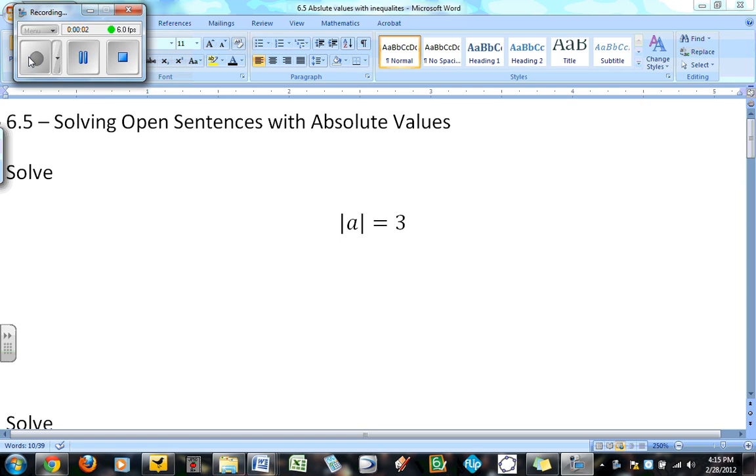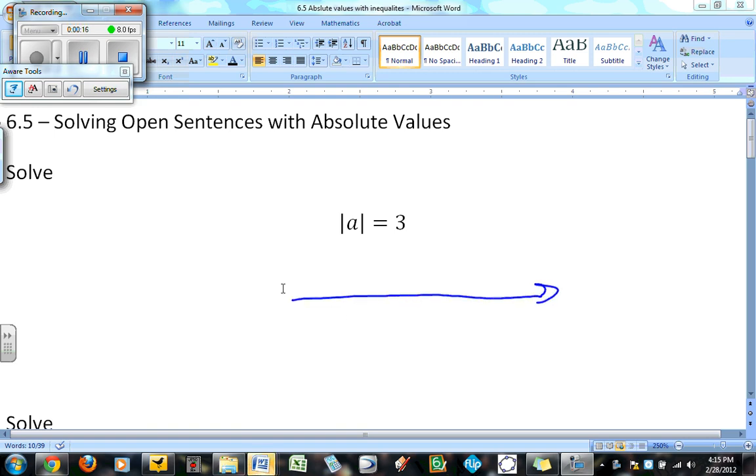Section 6.5 is solving open sentences with absolute values. First of all, we're going to look at what an absolute value is and make sure we understand what that is. The absolute value of A is talking about the distance away from 0 that a number can be. So the absolute value of A has two choices.